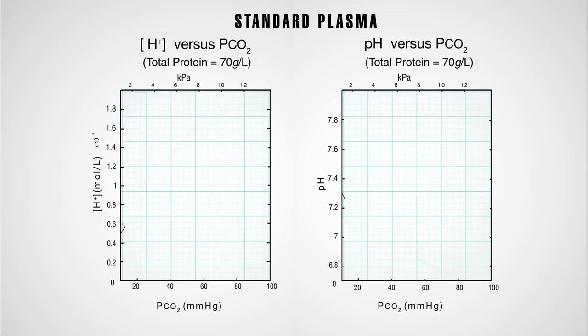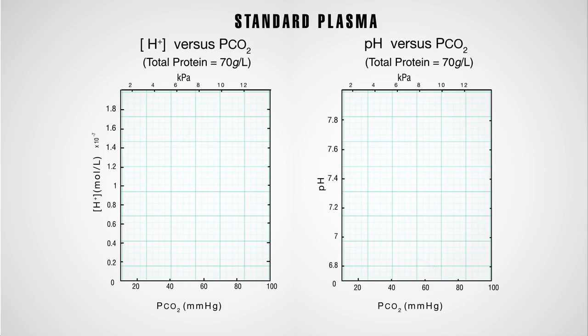Let's first look at a graph of hydrogen ion concentration as a function of partial pressure of carbon dioxide, where we have chosen a fixed weak acid concentration represented by our total plasma proteins of 70 grams per liter. You may choose to use millimeters of mercury or the kilopascal scale for partial pressures of CO2. Both are shown on the graph. And also, the pH scale appears on the right-hand side if you prefer to think in pH terms rather than hydrogen ion concentration.